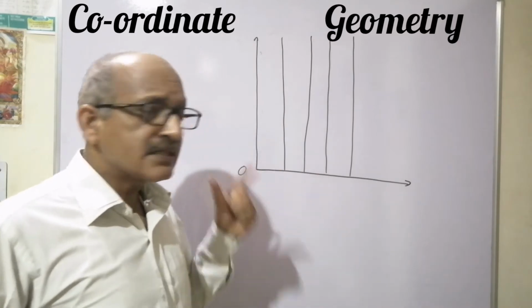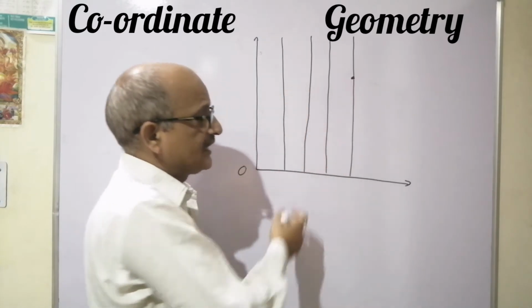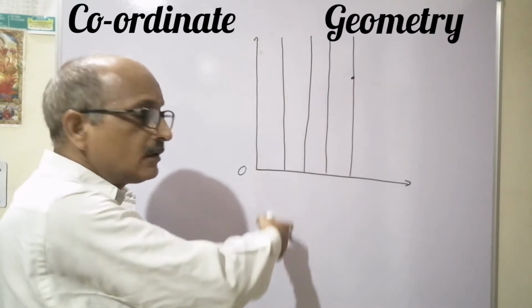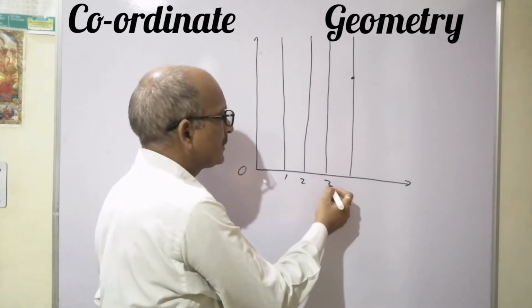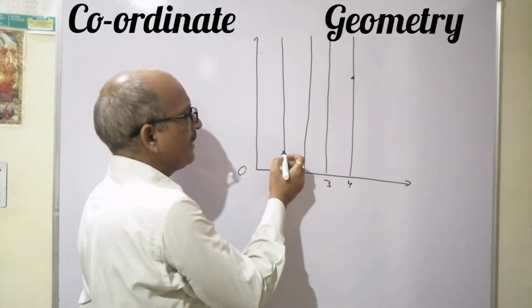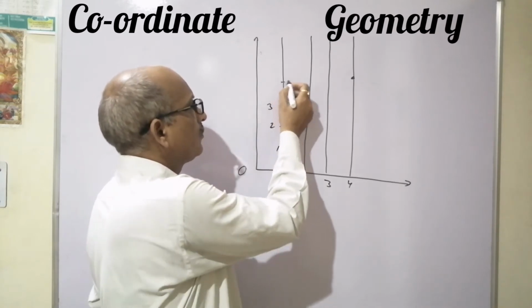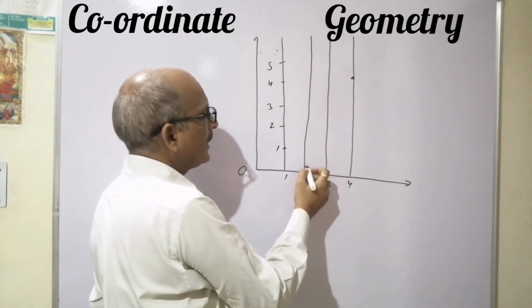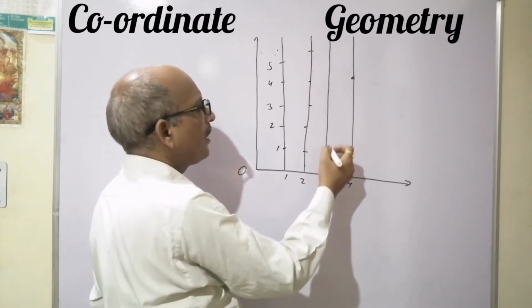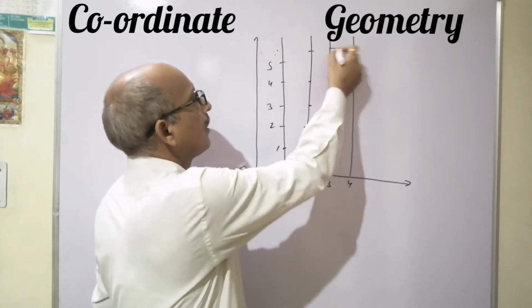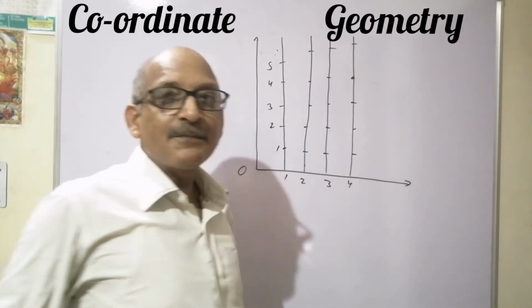Say you are interested in giving somebody an address of somewhere here. All these are streets running, 1, 2, 3, 4. And everywhere we have house numbers, say 1, 2, 3, 4, 5 and so on. Here again 1, 2, 3, 4, 5. It is a planned colony.